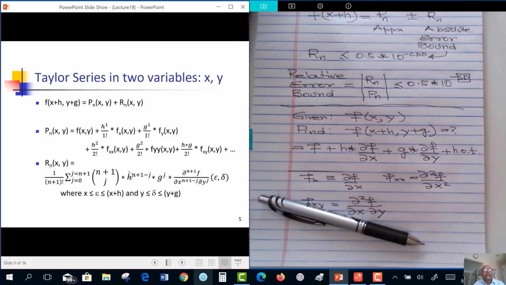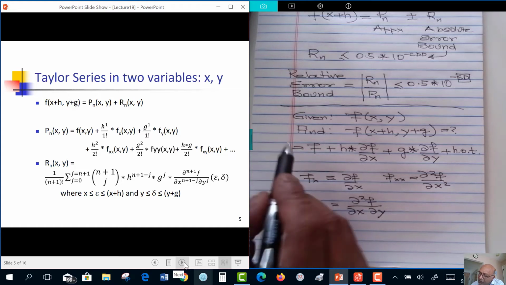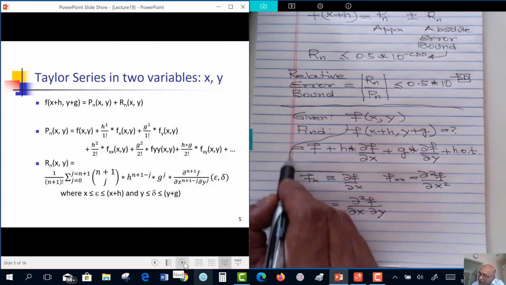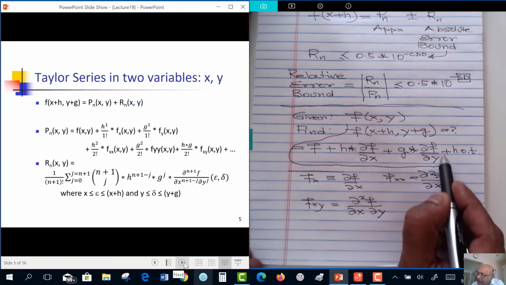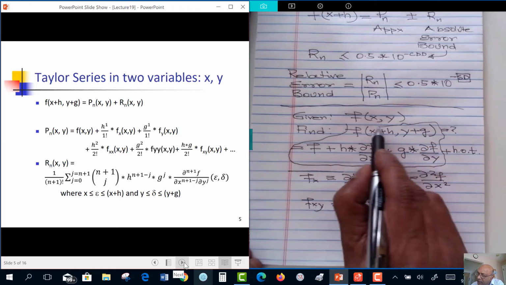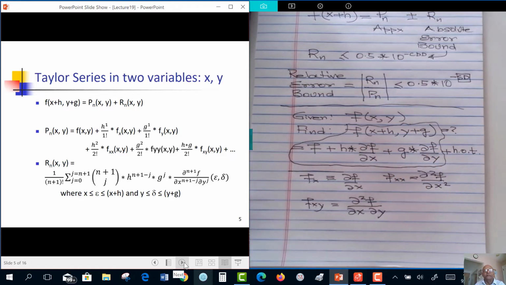Now, I'm not going to do any examples or exercises. Not that it is very difficult, but we really don't need that for things we need to do later on. So the key idea here is we are going to use Taylor series only up to the first order derivative term. That's the key idea.